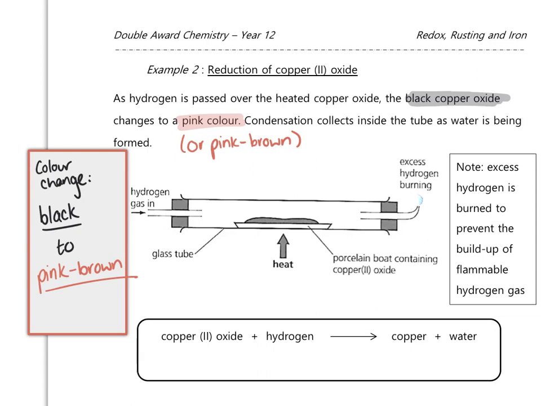So you're just thinking, well, what colour is copper oxide and what colour is copper? And that's what it's changing in between. You get a mark for saying pink brown or pink, or sometimes even red brown. So let's have a look at the balanced symbol equation, and I think that really clearly helps us see why this is defined as a reduction reaction.